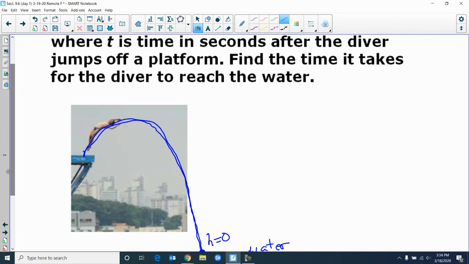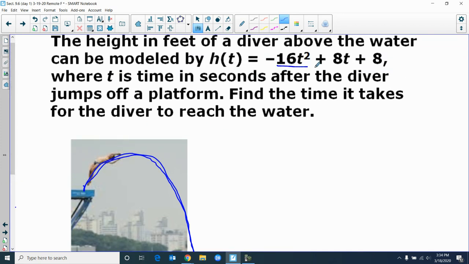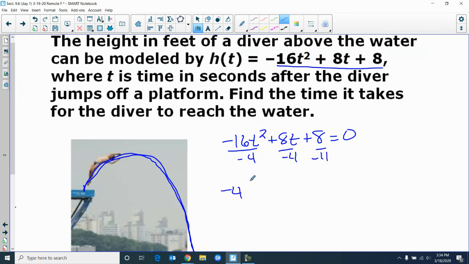So you take the equation right here, negative 16t squared plus 8t plus 8, and we set it equal to 0. We want to know how long it will take to hit the water. The only way we know how to solve this is to factor it. Now, this is one of those cases where it does have a GCF. What'll go into negative 16, 8, and 8? It would be negative 4. I'm going to factor that out first.